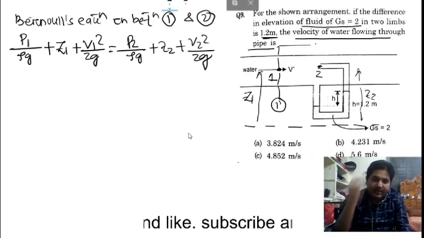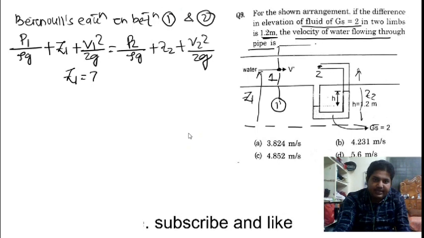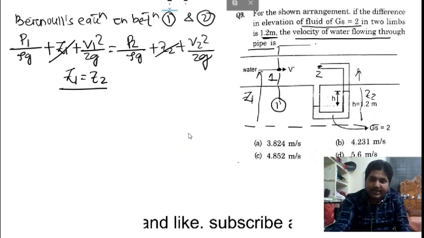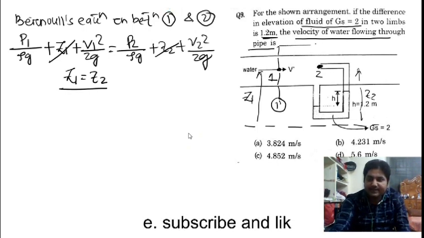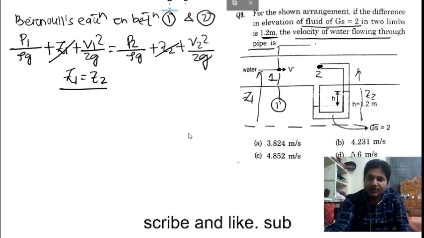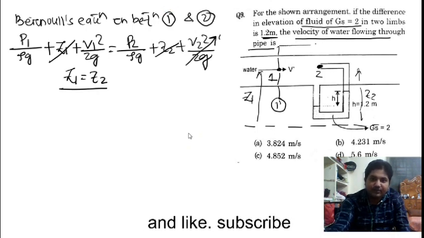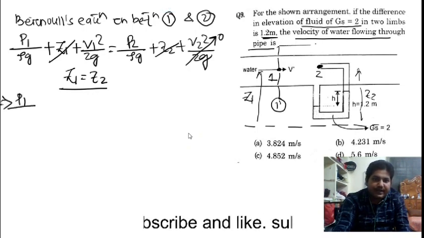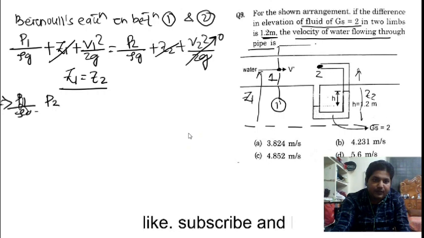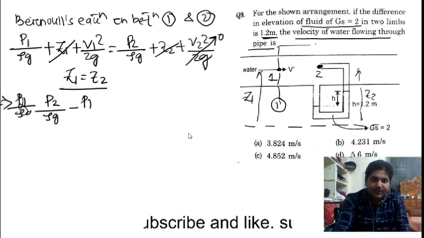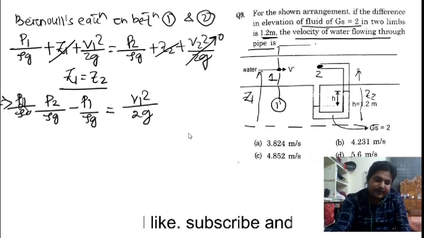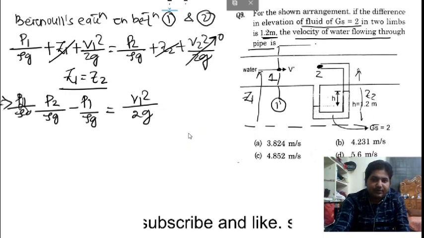So here Z1 and Z2 are same, so we can neglect Z1 and Z2. And velocity at point 2 will be 0, because here is the stagnation point: when the water particle is coming and striking, the velocity of this water particle becomes 0. So now P2 by rho g minus P1 by rho g will be equal to how much? This is V1 square by 2g.